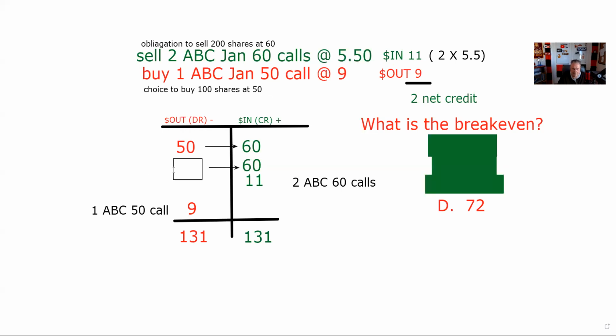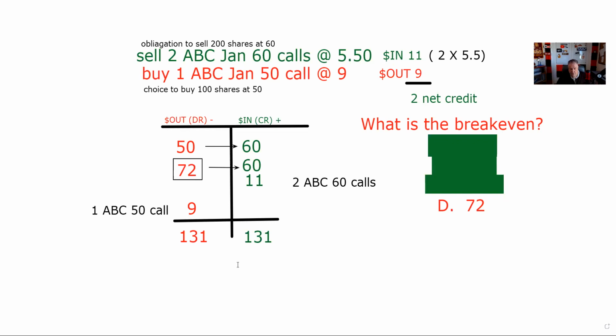If the stock goes to 72, indeed, the columns balance, right? If I take 131, that's money in, minus the 59, that's $72 per share as my break even, because at that point I have the same money out as money in. So that is the answer to the question. The break even is 72.